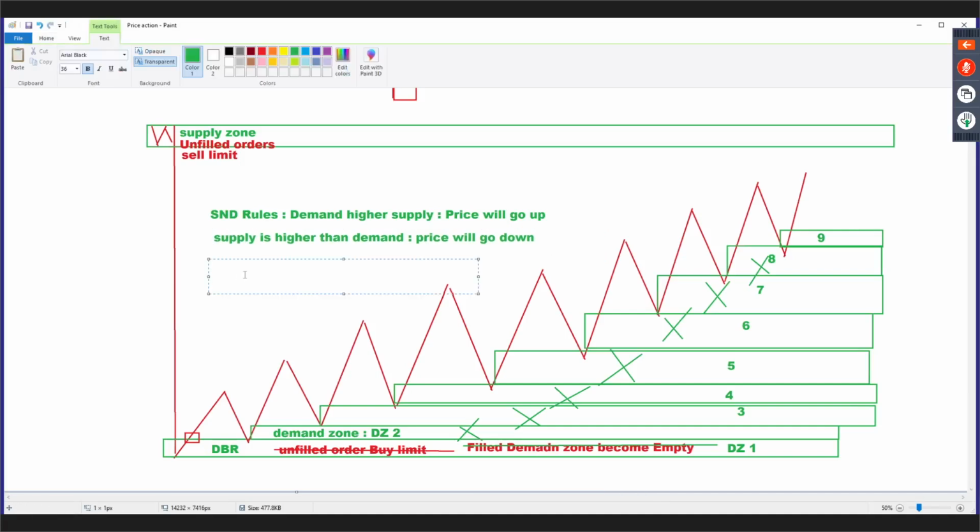But in compression, there is a special case where, let's suppose in this case, your supply is high, but the demand is empty.